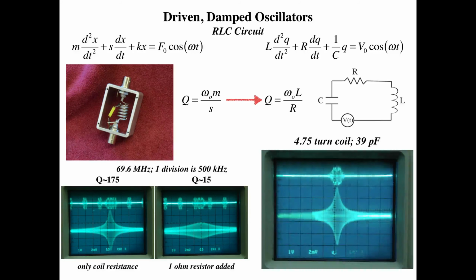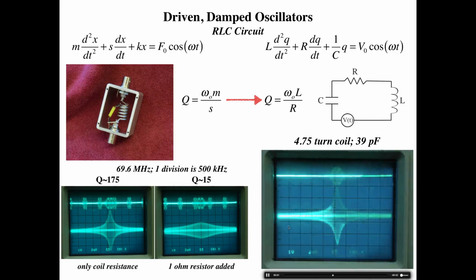So here we have an NMR coil. It's 4.75 turns in series with a 39 picofarad capacitor. There's also in here a little pickup wire. This wire is not connected to the coil. It's very close to detect the voltage. We hook an oscilloscope up at this point, and we drive this circuit with a WaveTech sweep generator at this end. And here's actually the response.